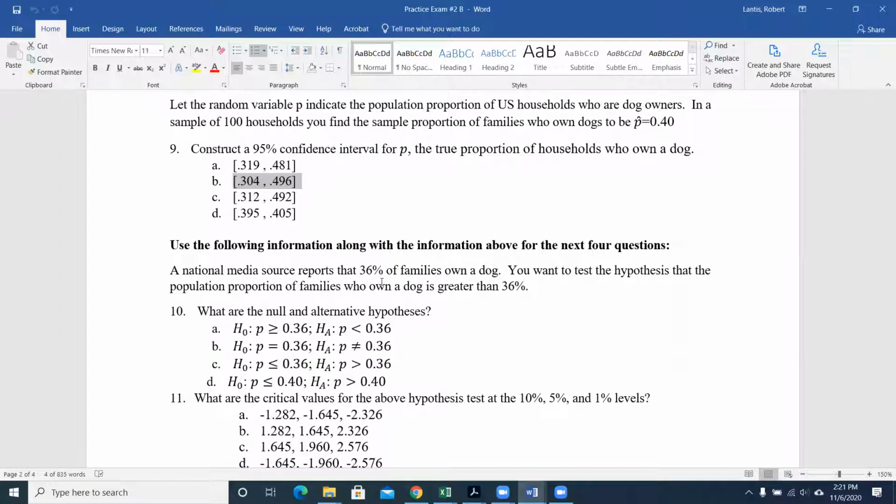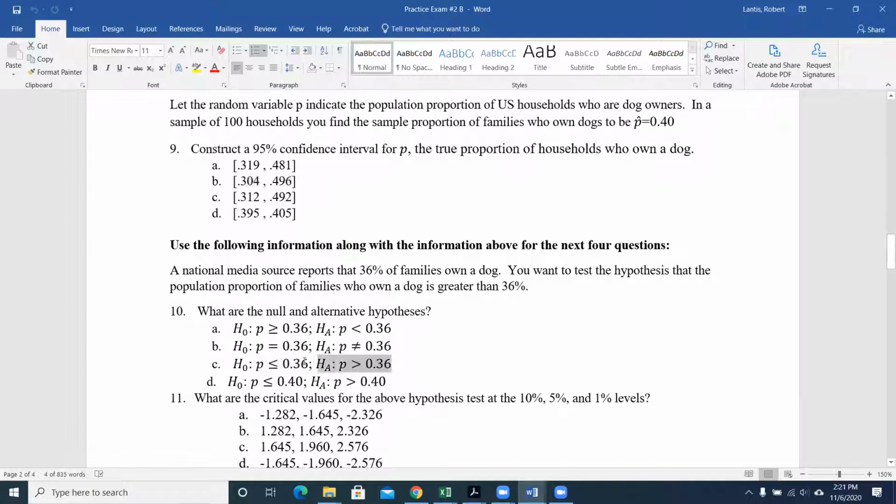So in any of these times where you have to identify the null and alternative hypothesis, I'm not trying to trick you. Whatever you're trying to find or whatever you're testing for, that is your alternative hypothesis. You then assume the exact opposite is true, or that the complement is true, and that becomes your null, right? So if I want to test whether the true population proportion is greater than 0.36, I assume the opposite is true, which is that it's less than or equal to 0.36.